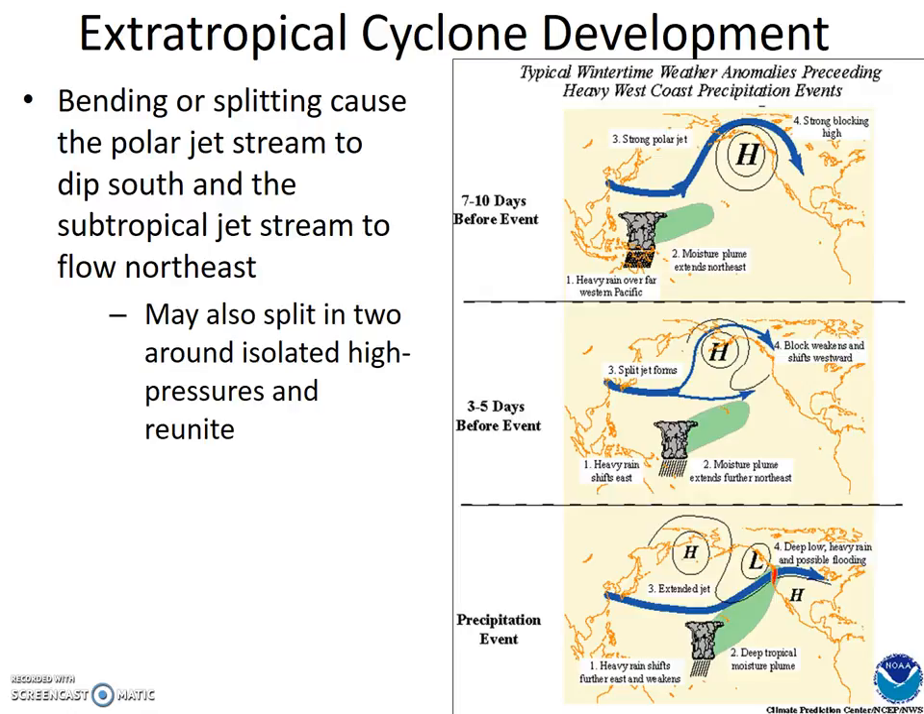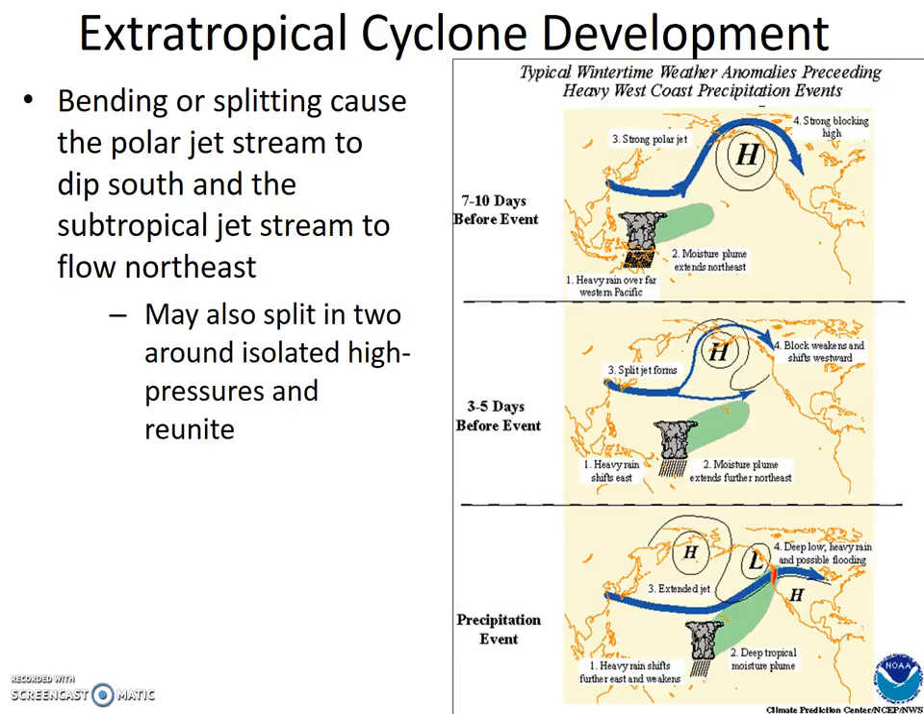We start at the top, 7 to 10 days before the heavy West Coast precipitation event. The strong polar jet, marked in a thick blue arrow, has a big meander to the north around a high pressure zone. You may want to think of it as a meandering river. The flowing air doesn't want to go all the way to the north, so it first splits around the high pressure area, reuniting further to the east, as depicted in the middle image, 3 to 5 days before the heavy West Coast precipitation event.